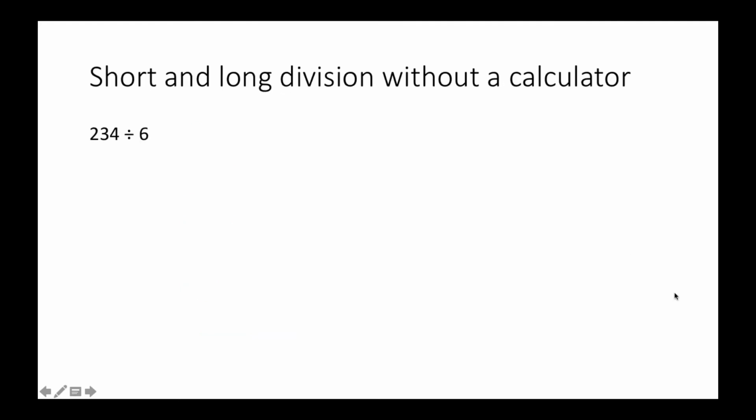Okay, so we've done addition, subtraction and multiplication, and now on to the last part of our lesson, division. So let's look at doing some short and long division without a calculator. Okay, so we have 234 divided by 6, and that's how I would write it out.